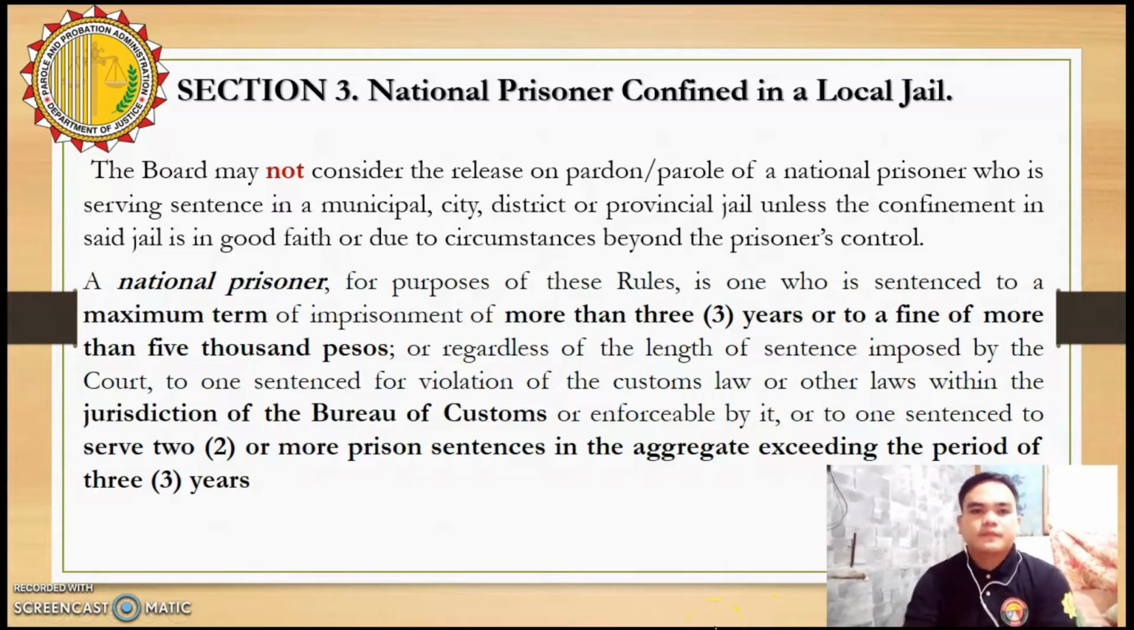Good day everyone. First of all, my name is Christian Marina. I am a member of Group 1. Today I will tackle Section 3, National Prisoner Confined in the Local Jail.